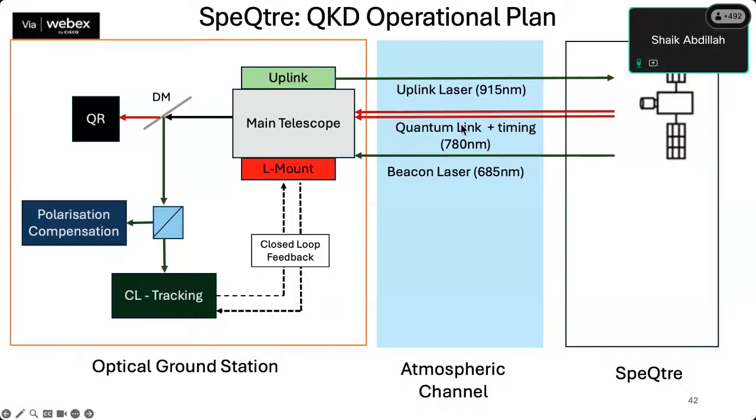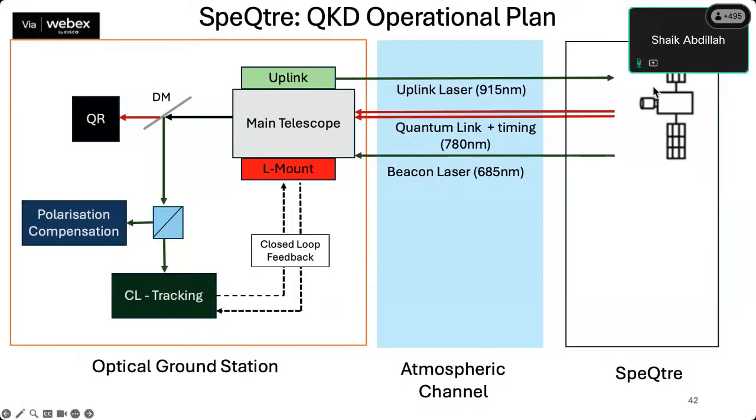And we have 2 780 links. One is a quantum link, passing down 780 nanometer photons with type 2 non-critical phase match BBO crystals. And we have another 780 nanometer link that is meant for timing synchronization. This is a Q switch laser with a high repetition rate so that we can use it to gate our detectors, right? So we get our detectors to reduce their exposure to the background, thereby reducing the effective background count.